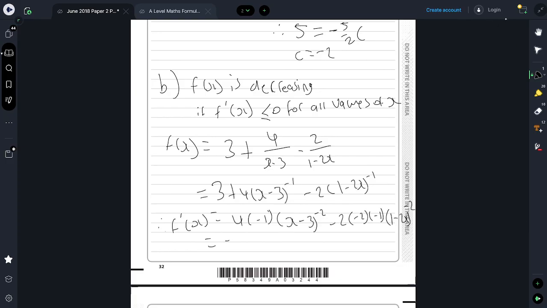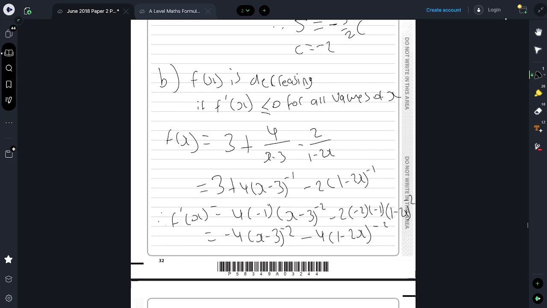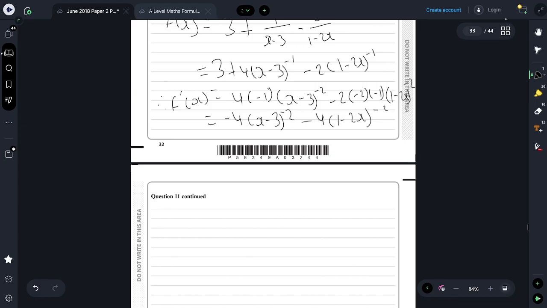Then we can simplify it. So minus 4 of x minus 3 to the minus 2. And then, okay, we've got 3 negatives, so it's going to be a negative. Minus 2 times minus 2 is 4. 4 times minus 1 is minus 4. And that should be minus 2, not squared. It might still be a bit unclear what this is. So again, let's use indices to convert this to a fraction that we can easily see. So that's going to be minus 4 over x minus 3 squared, minus 4 over 1 minus 2x squared.